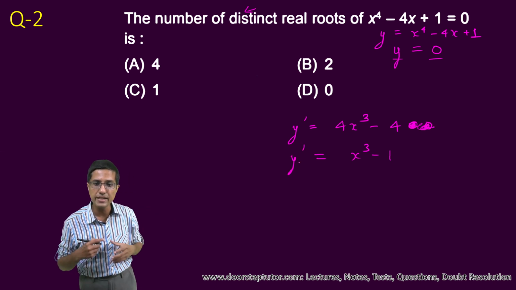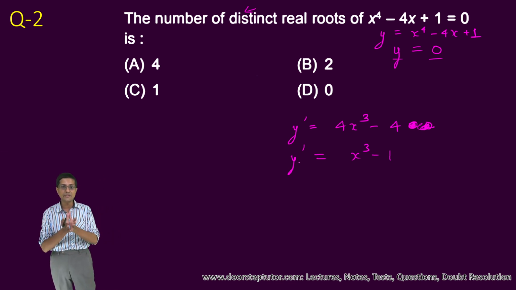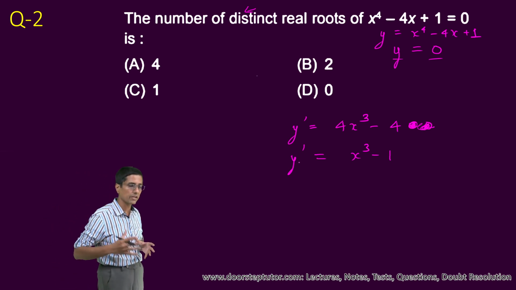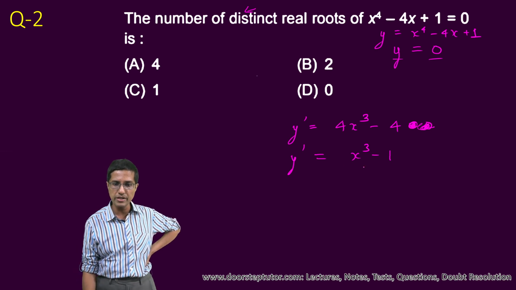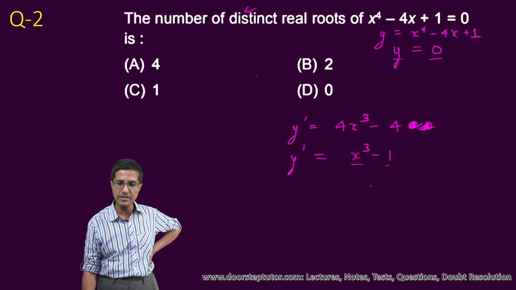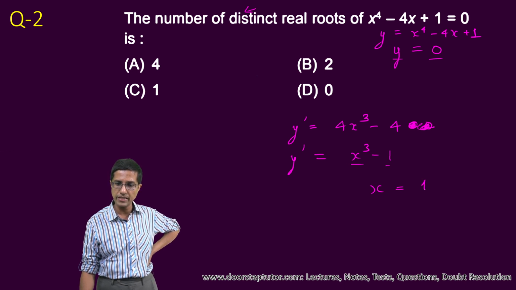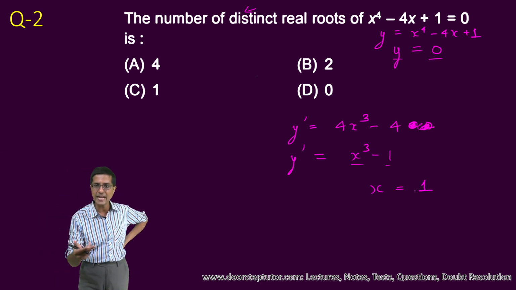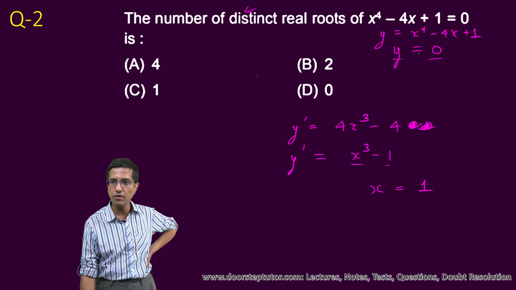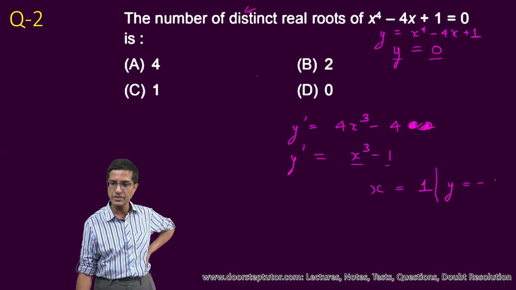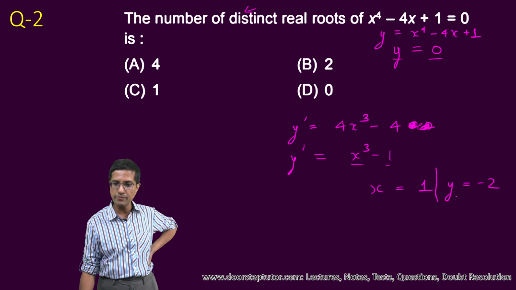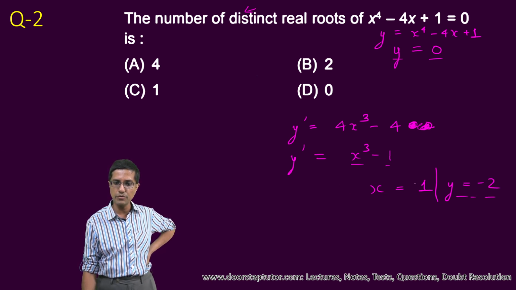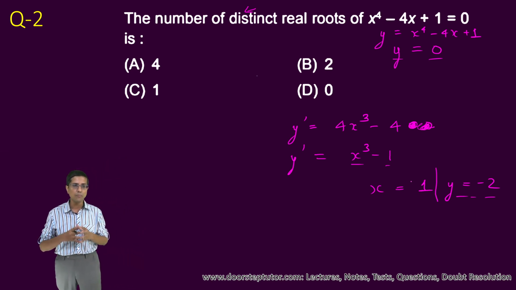Now I need to find out how many points there are at which this derivative is 0, at which the slope of this curve is equal to 0. There is only one real value of x for which that happens, and that is x equal to 1. So x equal to 1 is the solution, and at x equal to 1, the value of y is minus 2. But this y value is not so important. All we are saying is that at x equal to 1, this curve will attain a slope of 0.